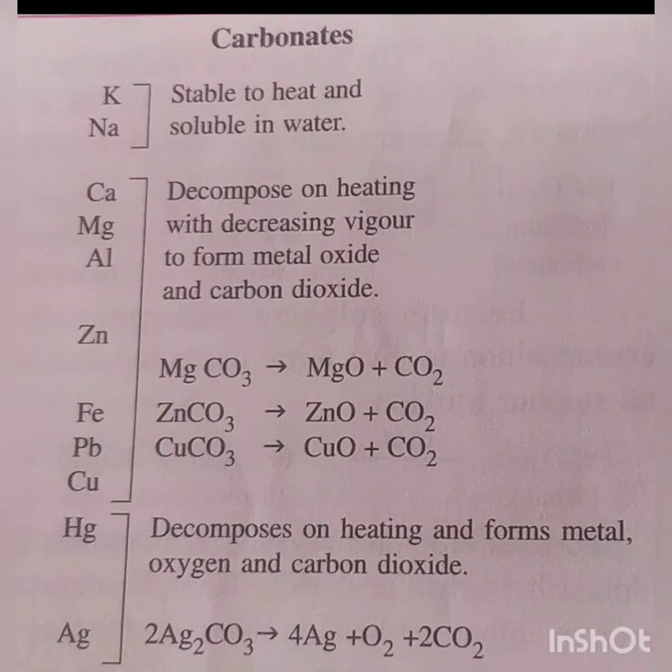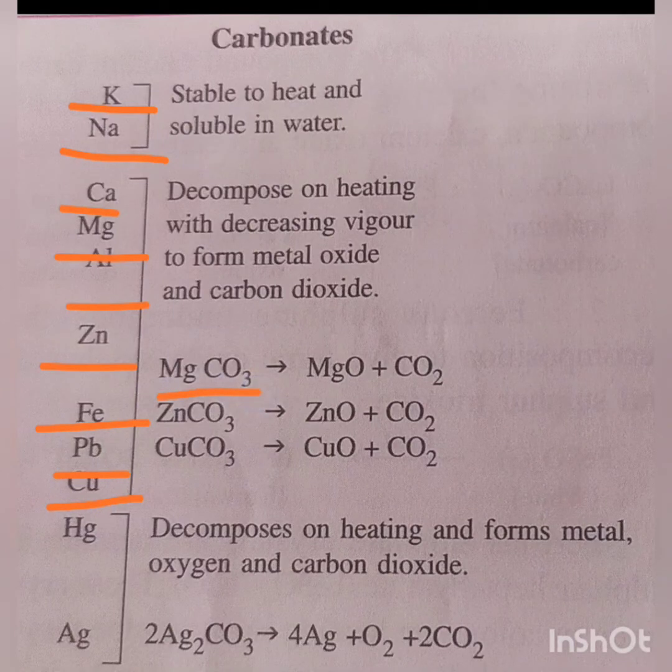The carbonates of potassium and sodium are stable to heat and soluble in water, that is, they do not decompose. The carbonates of calcium, magnesium, aluminium, zinc, iron, lead and copper decompose on heating with decreasing vigor to form metal oxides and carbon dioxide. For example, magnesium carbonate forms magnesium oxide and carbon dioxide. Zinc carbonate forms zinc oxide and carbon dioxide. Copper carbonate forms copper oxide and carbon dioxide.